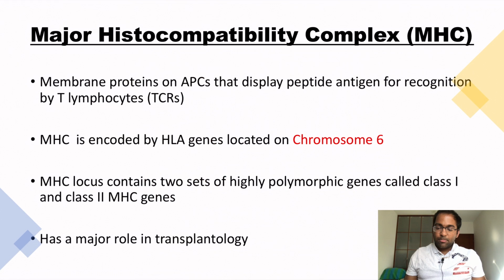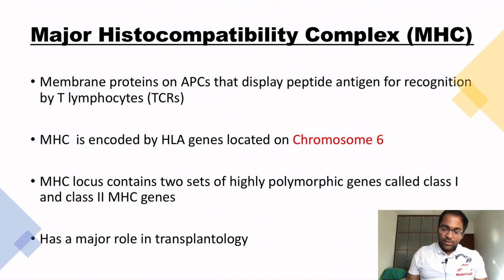Now, major histocompatibility complex, short form is MHC. They are proteins present on antigen presenting cells that will display the peptide antigen. Now you have to remember that if you want to display any antigen on an MHC molecule, it has to be a peptide antigen. It cannot be a raw antigen. It always has to be a protein. If you don't have a protein antigen, the T cell will not recognize the antigen, right?